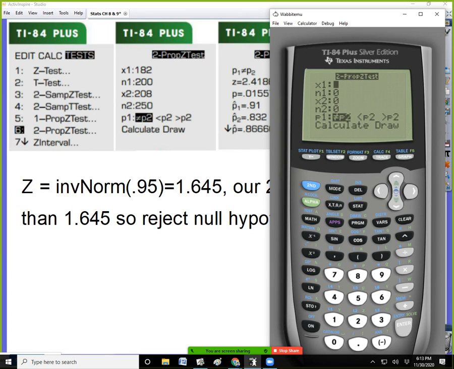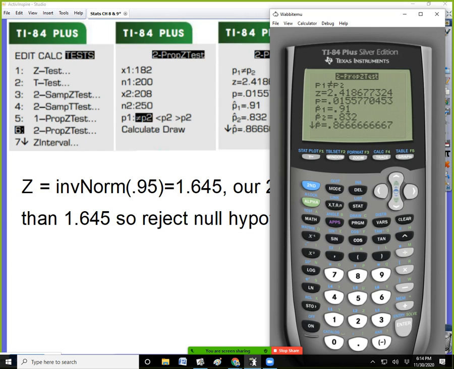Now, x sub 1 was 91% of 200. If you don't even want to do this, watch: you can take 0.91 times 200 people, and it'll give you 182. And then you have your 200 people. The other one was 83.2% of 250, which is 208. It'll do it for you; you don't even have to multiply it out. You can put it in here and let the calculator do it. Then you do your 250, and you're wanting to see that P1 and P2 aren't the same. So you calculate and you get your z of 2.418 right there.